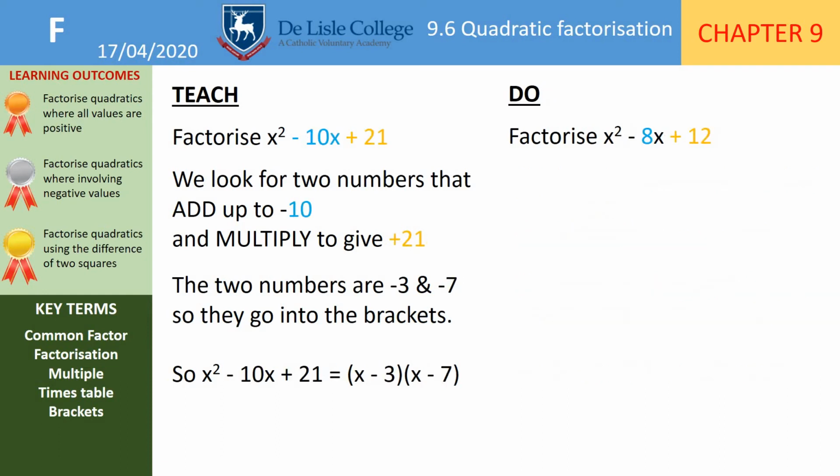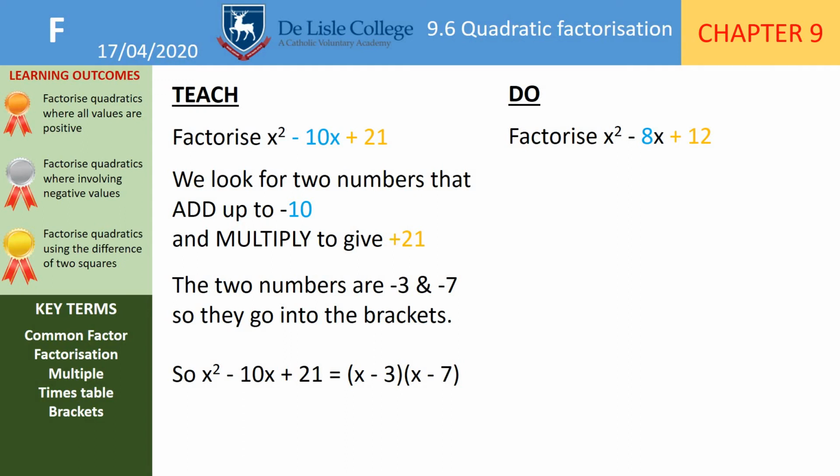Further example, if we're factorising x squared minus 10x plus 21, our two numbers add up to give us minus 10. That's the coefficient of x again, and they multiply together to give us plus 21. Those two numbers are minus 3 and minus 7, so they go inside the brackets. So x squared minus 10x plus 21 is x minus 3 times x minus 7.